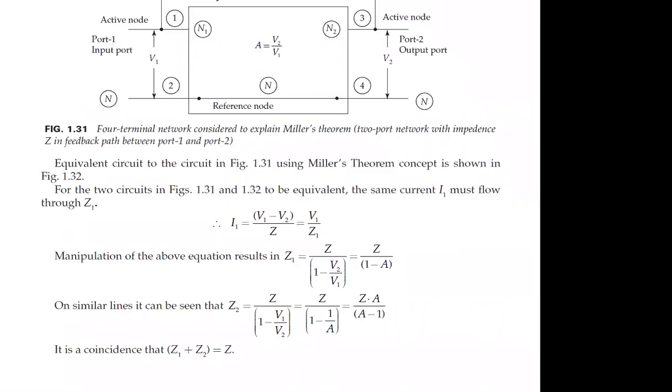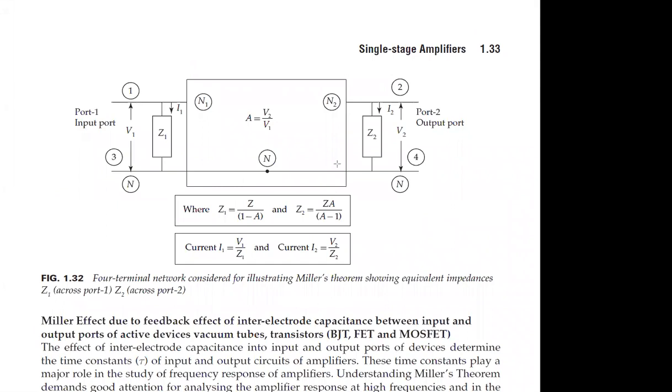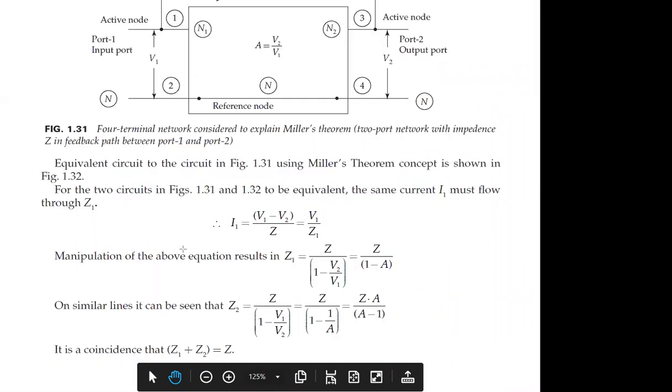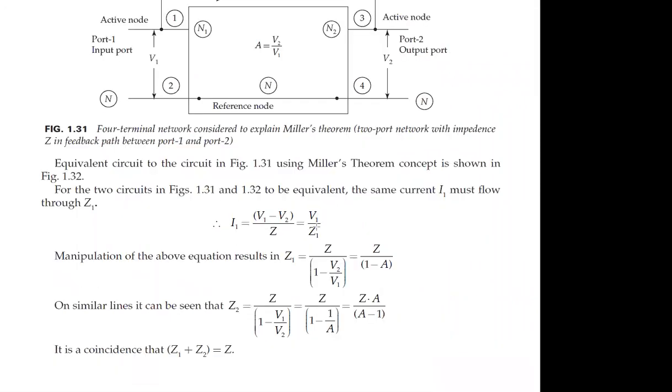See here, I1 is given as (V1 minus V2) by Z. Now the same I1 with respect to the second figure is V1 by Z1. We can take V1 minus V2 by Z and write this as V1 by Z1. Now the two currents are the same, so I am equating these two relations. Now I am writing the relation for Z1.